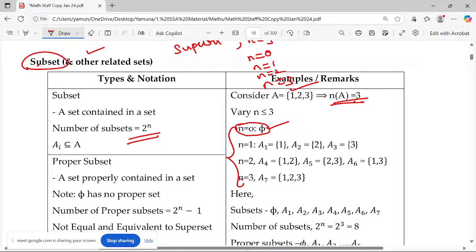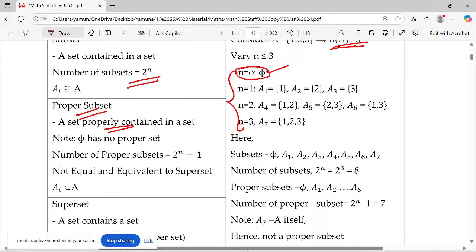Proper subset, which is properly contained in a set. We cannot say that the null set has a proper subset because the null set is empty, so how can you say that anything is contained in it? So the null set does not have proper subsets. How many proper subsets are present? 2 per n is the number of subsets, and 1 will be equal to the set itself. So 2 per n minus 1. Not equal and equivalent to superset. Please make a note of it.